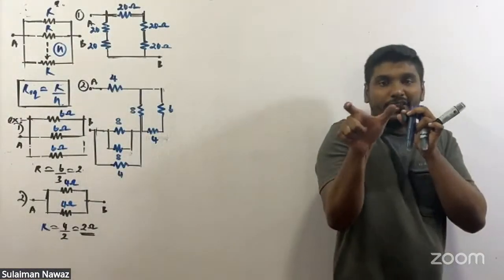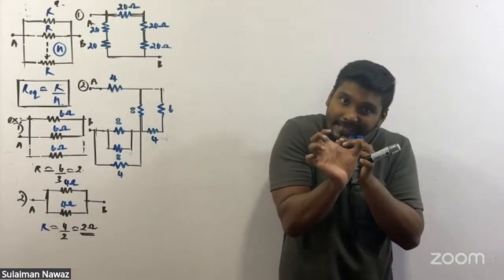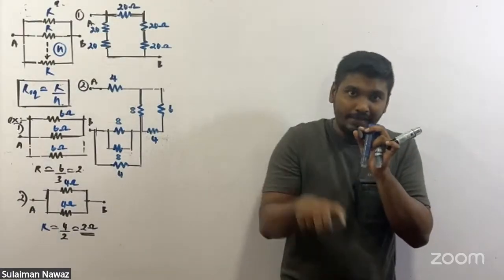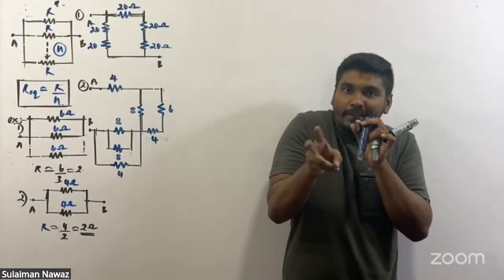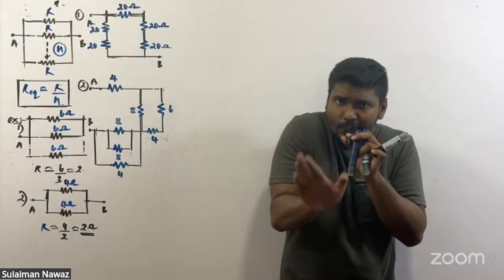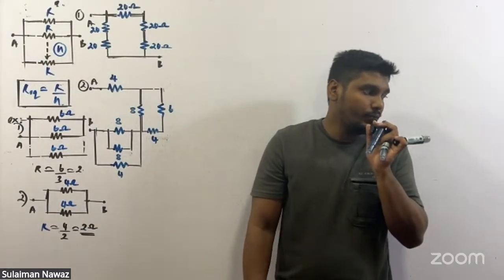Always catch 2 points and check whether the resistors between those 2 points are in series or parallel. Always select 2 points and check whether the resistors between those 2 points are in series or parallel. That's what you want to do.